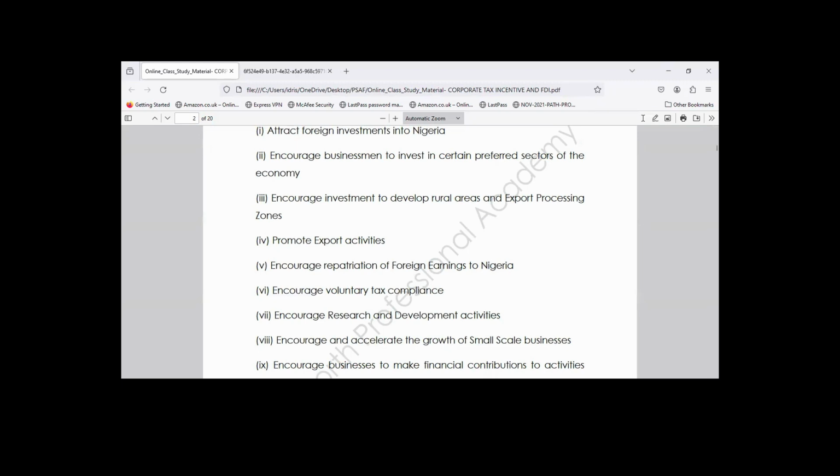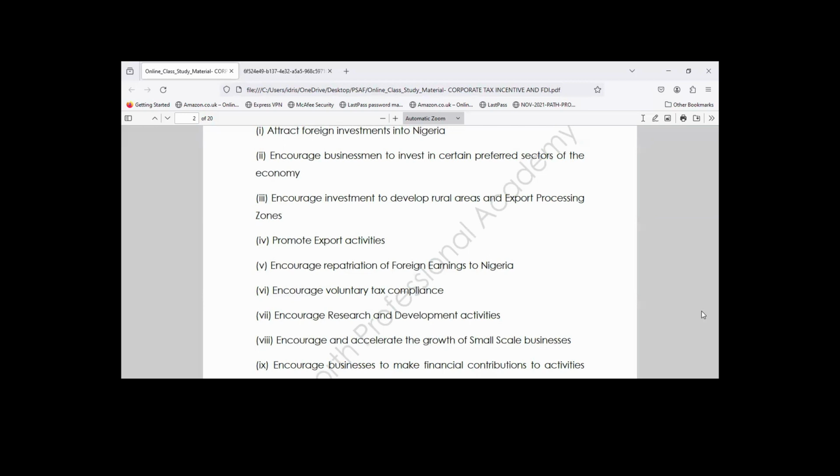Encourage voluntary tax compliance. Tax incentives will also encourage voluntary tax compliance. By giving incentives to some companies, they would like to comply. They will be filing their returns as and when due. Do you understand? Encourage research and development activities. If you give tax incentives to some companies engaged in research and development activity, there will be more research and development. There will be more innovation, more ideas about production of new products.